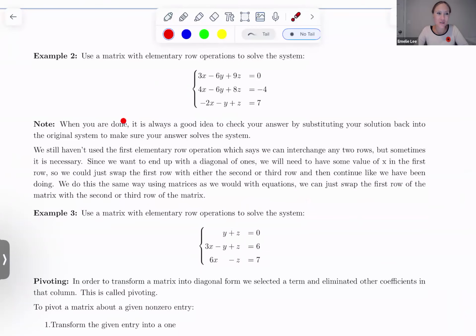I even wrote it in the notes, right? When you're done, it's always a good idea to just plug these values into the equation and make sure that they actually solve the system. It's nice because you have the answer key, right? You just don't know what the values are, but once you have those values, you can always check them and make sure that they work. And so that's nice.